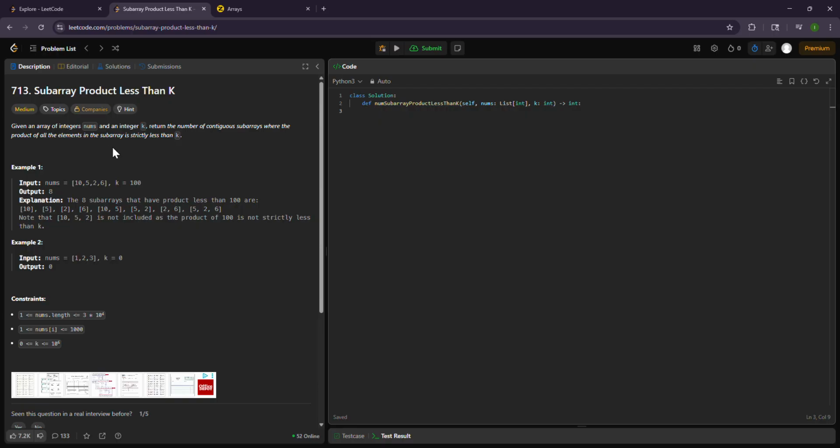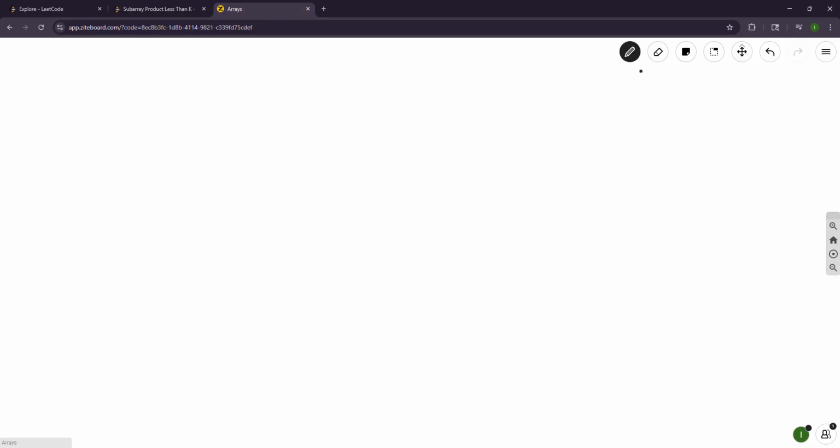Okay, so let's see what this question requires from us. To do that, let's take this first test case and see what they want from us. So we have an array 10, 5, 2, 6, and k equals 100.